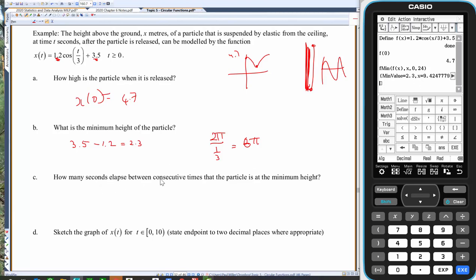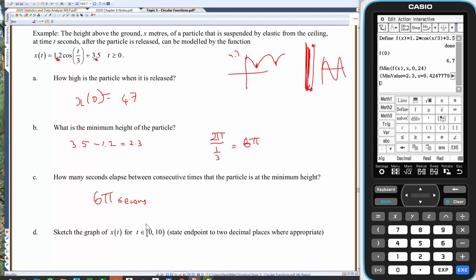All right, how many seconds elapse between consecutive times that the particle is at the minimum height? All right, so what's going to happen is the particle is going to do that. So it's going to fall, rebound up, then fall again. And that's actually going to be the period, okay? So it's going to hit again at the period. So that's going to be 6 pi seconds, or roughly 6 threes are 18, 24. Every 24 seconds, it's going to then return to the same position because it's going to go once around to get back to the minimum.